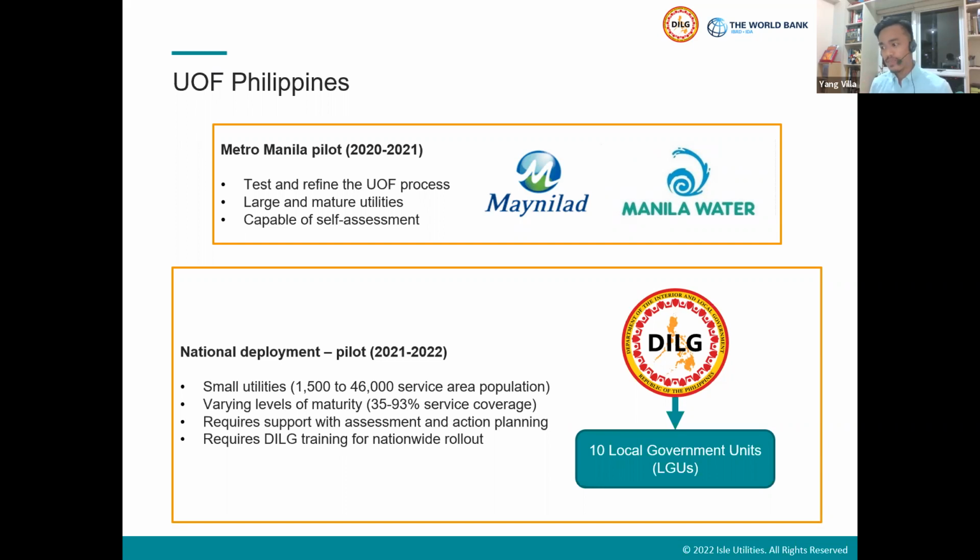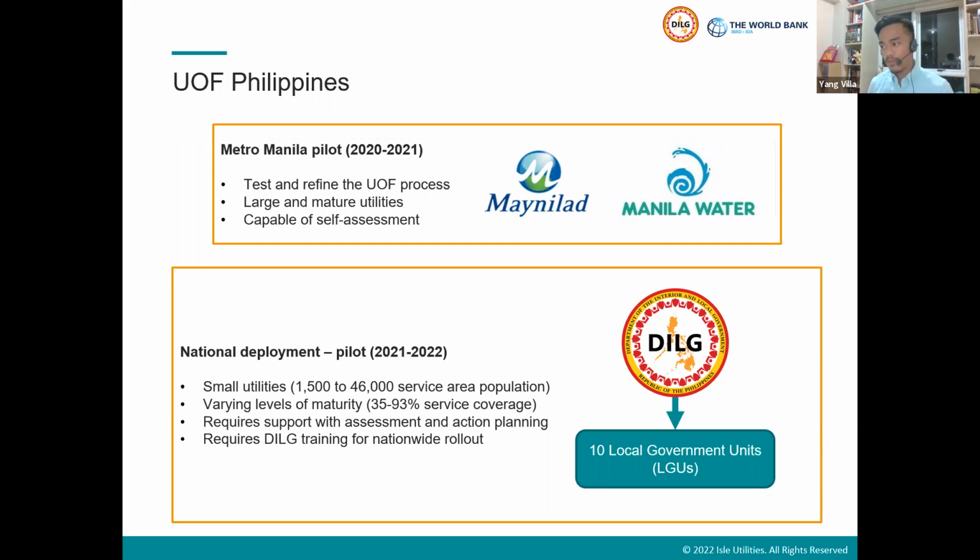The main difference between the national deployment and the Metro Manila pilot is that this time around, we are now dealing with smaller utilities, way smaller than Maynilad and Manila Water. We're talking about service area population from 1,500 to a maximum of 46,000 in the municipality, versus Maynilad and Manila Water that are serving about 1 million connections each. That's about upwards of 9 million service area population for Maynilad, for example.